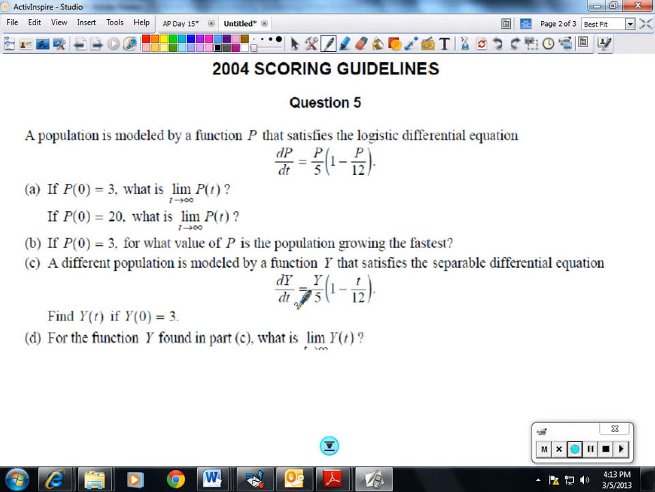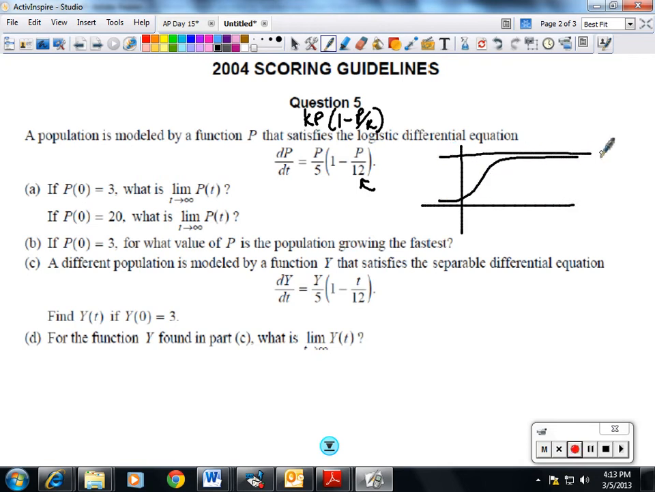In a nutshell, it says a population is modeled by a function P that satisfies the logistic differential equation. Here, the 12 is our carrying capacity, because if we look back at our equation, it's kP(1 - P/K), where K is the carrying capacity. If I was to graph this, it would look like this, and this would be 12. If P of 0 is 3, what is the limit as t approaches infinity of P of t? It's 12. If P is 20, it's still 12. If P of 0 is 100, it's still 12. It's going to be 12 regardless.